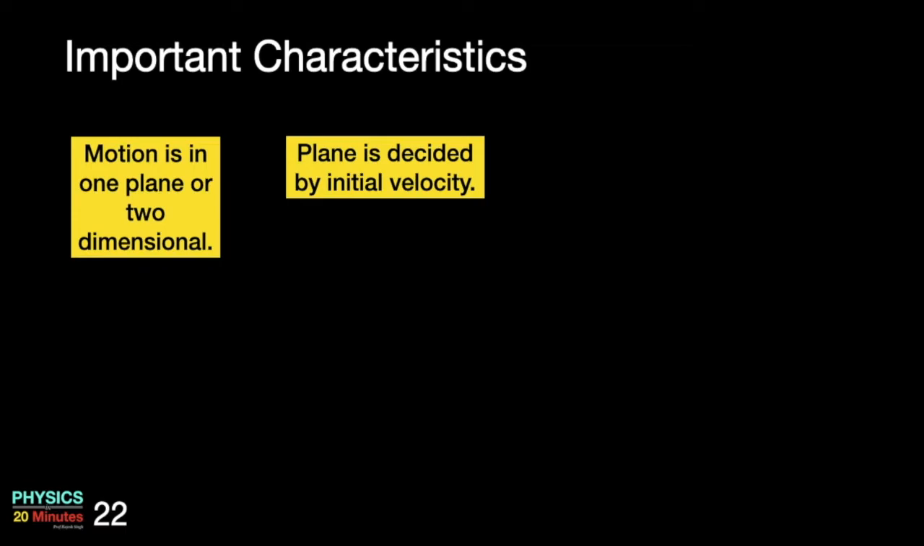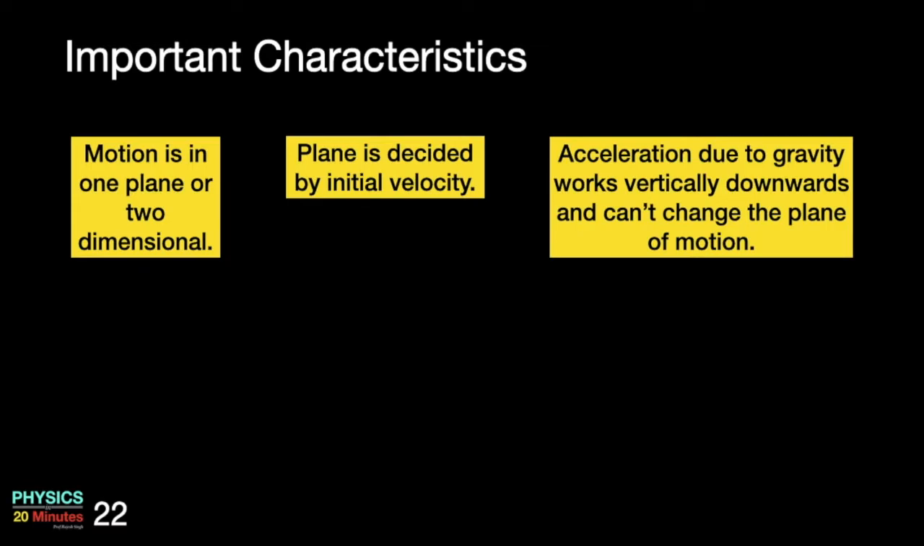What determines the plane? There are two prominent vectors which work in the formation of a projectile. Number one, the initial velocity vector, which is decided by the person who throws the projectile. And number two is the acceleration due to gravity vector, which always works downward. Now, the plane in which these two vectors lie is the plane of the motion of the projectile. And gravity itself cannot change the plane of the motion. Therefore, once the projectile is in space, its plane is fixed.